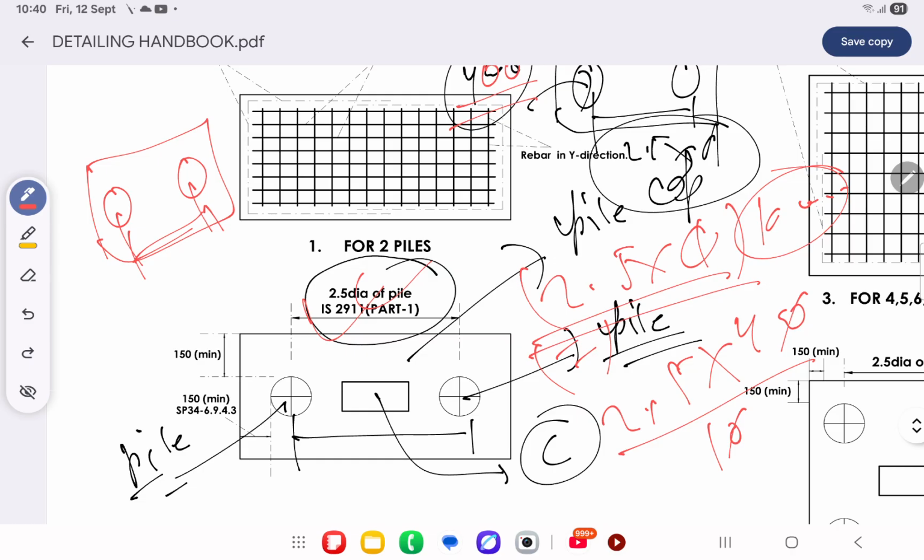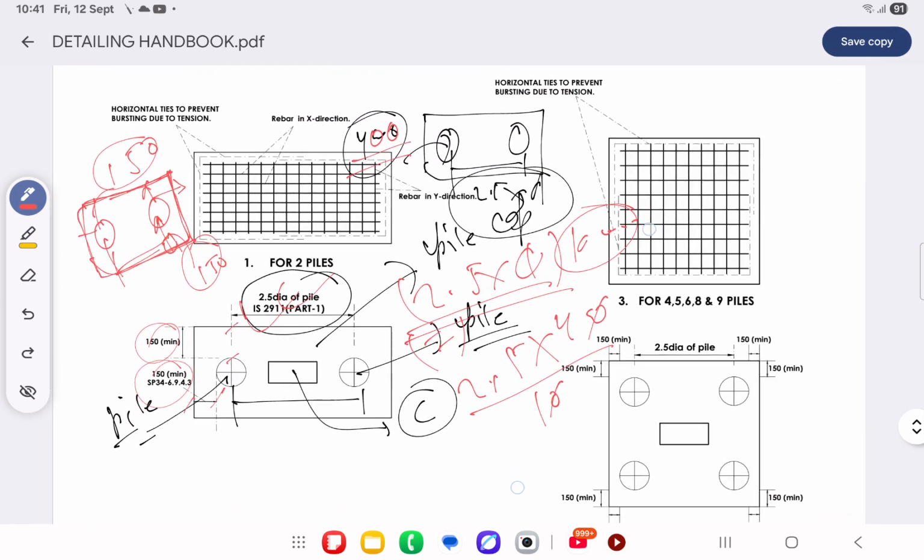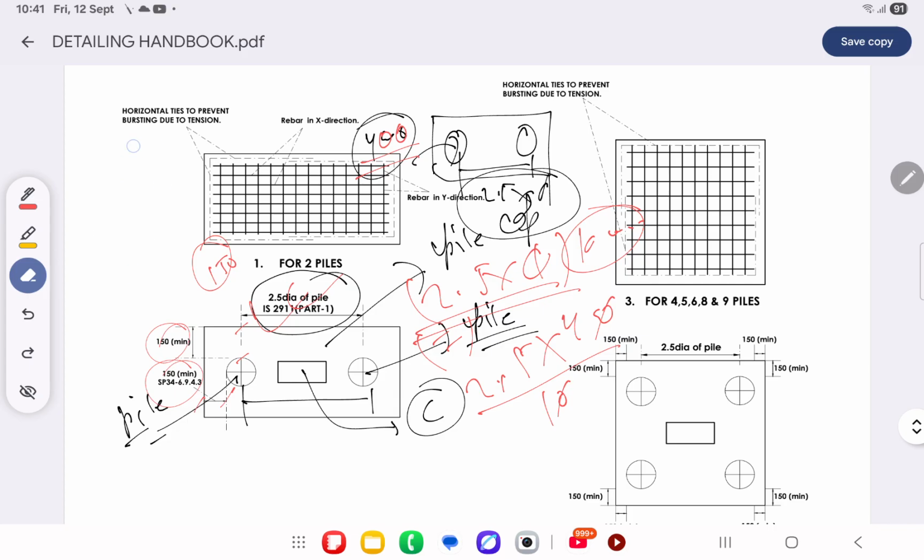And the minimum offset you can provide from here is 150 mm, from here to here distance. This is the pile cap outer face. So the distance from here to here, how much? 150 mm minimum. You can see here also, from here to here 150 mm, from here to here 150 mm minimum. You can give the space. Okay, so I hope you got it. So this is the criteria for the pile.